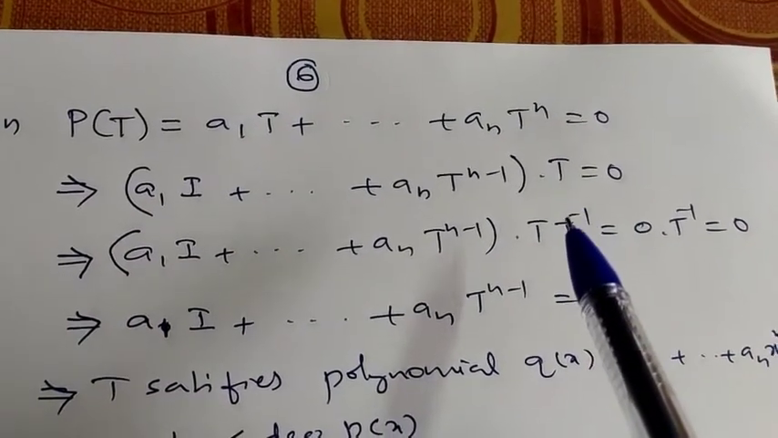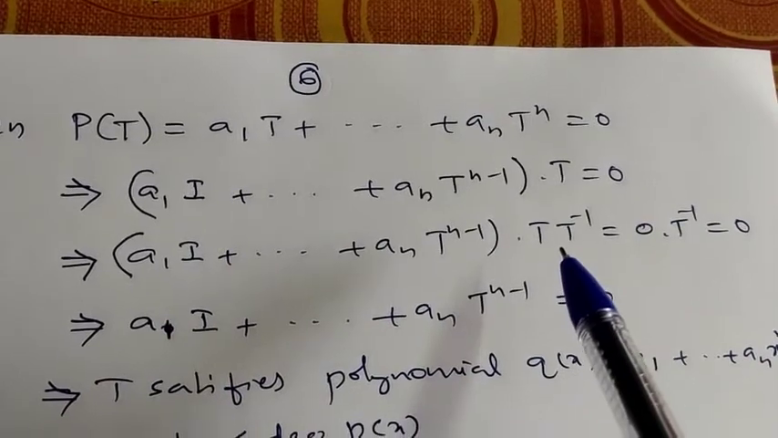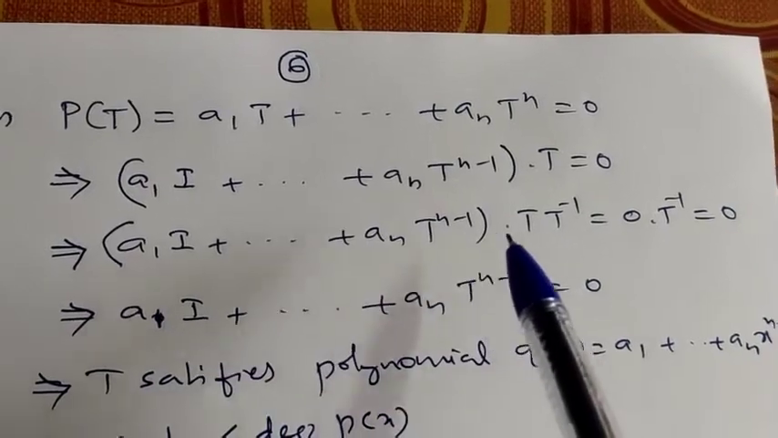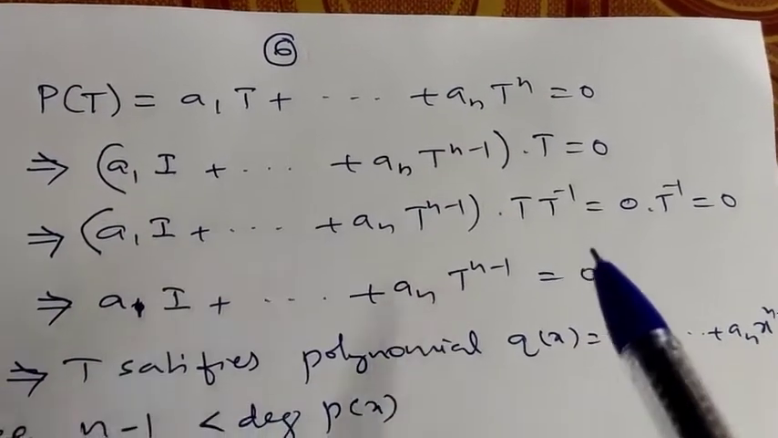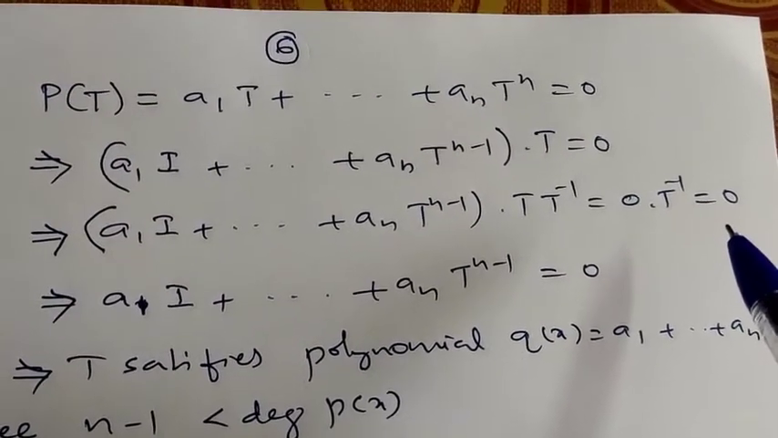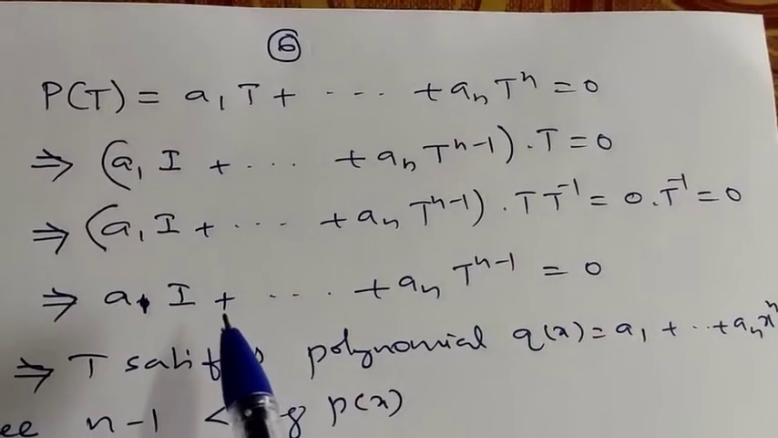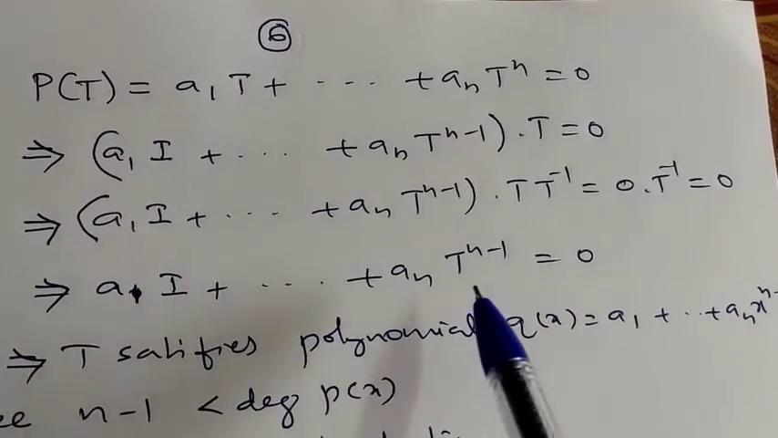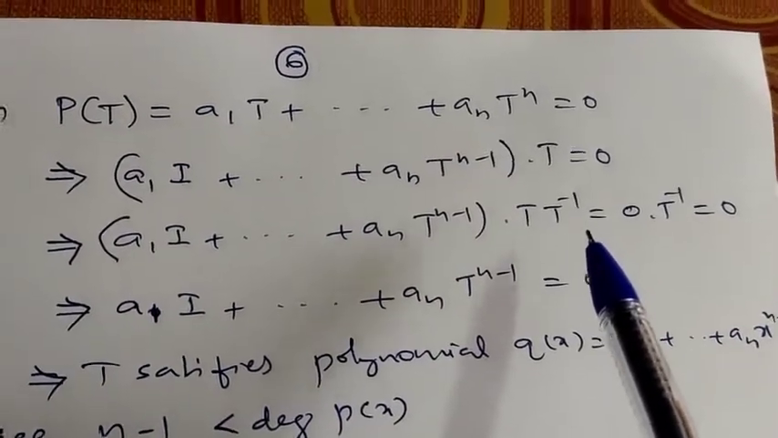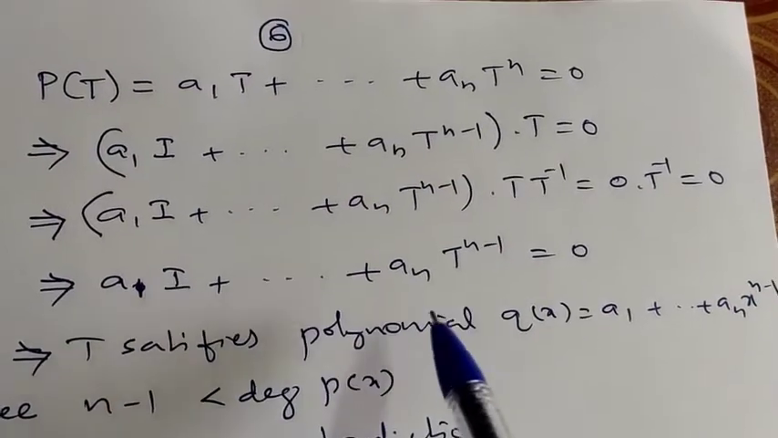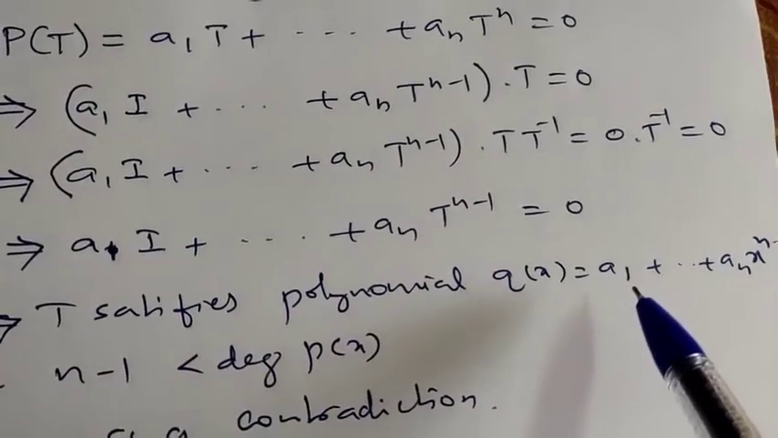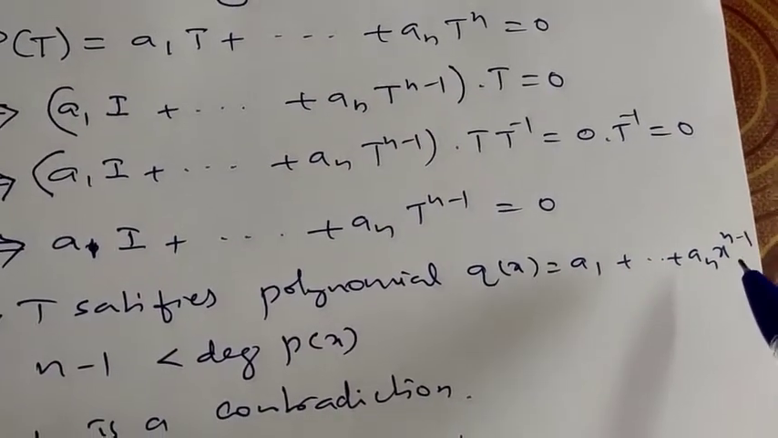So you multiply T inverse on both sides of this expression. This implies a1 I plus a2 T and so on, an T power of n minus 1, into T already there, you multiply T inverse, is equal to 0 into T inverse, that's equal to 0. This implies a1 I plus a2 T and so on, an T power of n minus 1 is equal to 0, because T into T inverse is I, since T is invertible. So T is satisfying a polynomial, say q(x), given by a1 plus a2 x and so on, an x power of n minus 1.